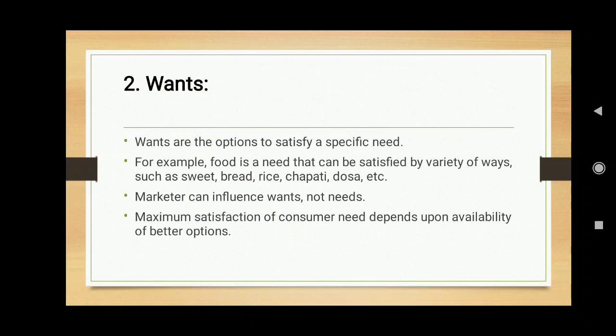Maximum satisfaction of consumer need depends upon the availability of better options. That means if you are going somewhere in a village and you are hungry, what are the options available to fulfill your hunger, right? There are no hotels, there is no food available in the surroundings. So maximum satisfaction of the consumer largely depends upon the availability of various options, right?